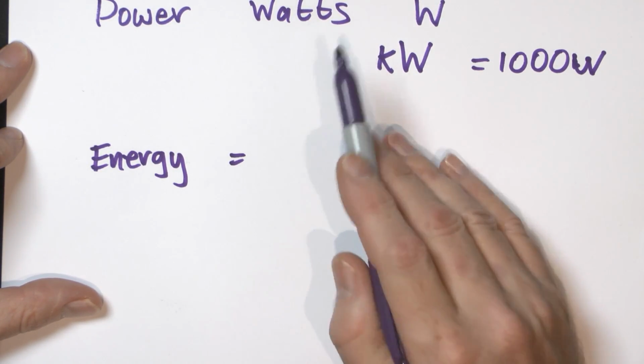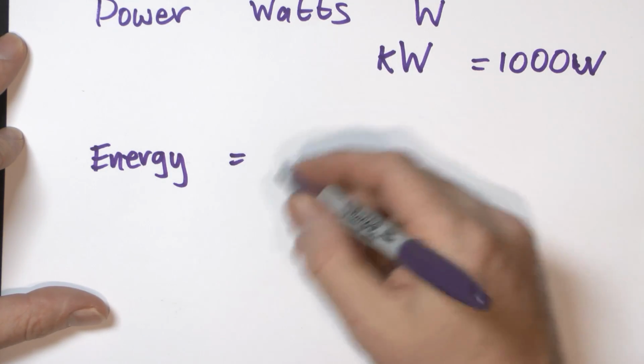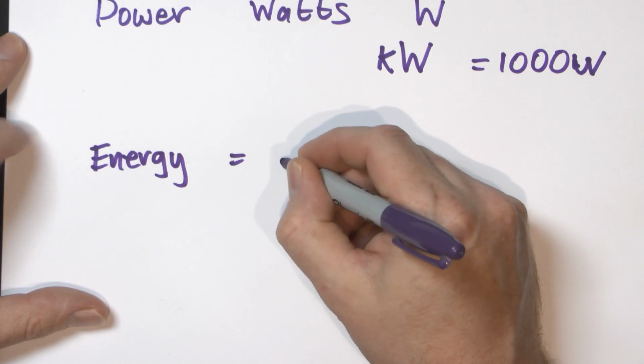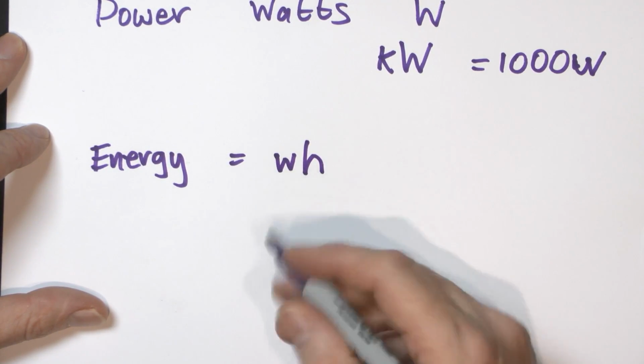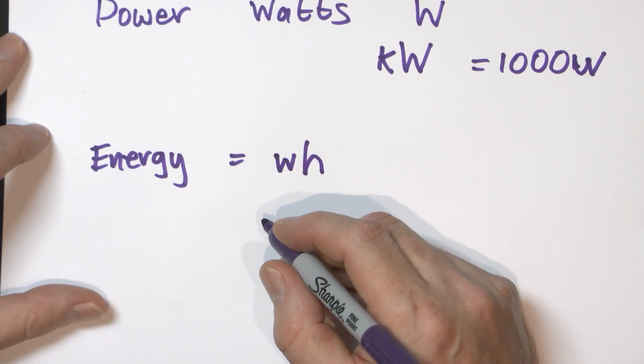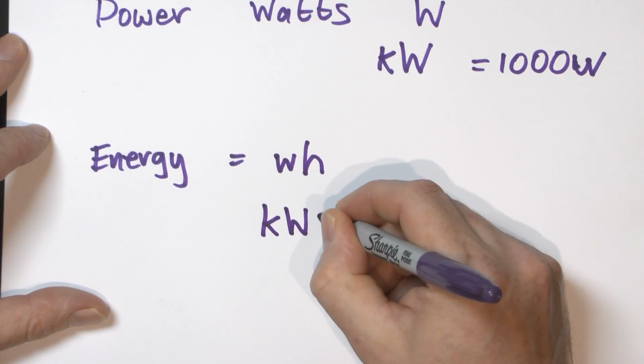Now, in terms of energy, which is the total amount, because this involves both the rate at which we're using it, so the watts, and also the length of time that we're using it for, what's generally used is watt hours, which is watts multiplied by hours, or for things like an electricity bill, it's more usually put down as kilowatt hours.